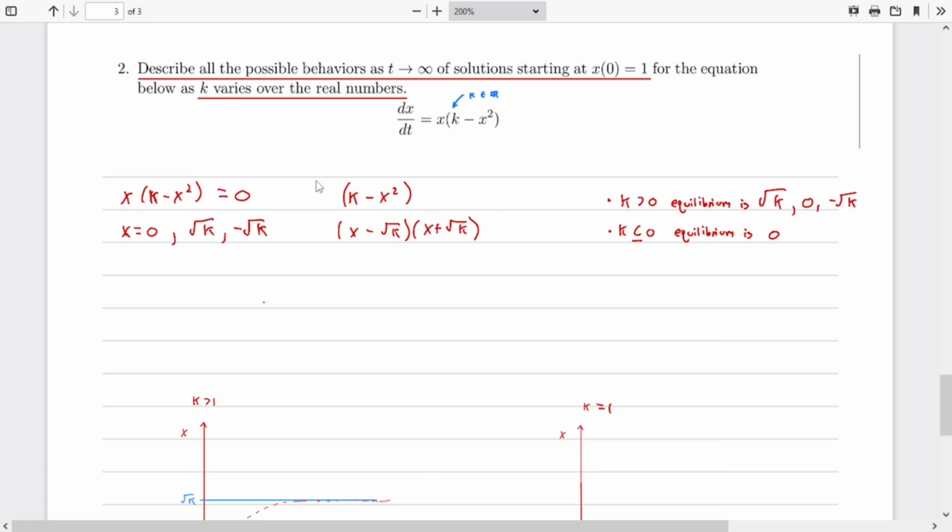And so, after we figure out all the x's that make the function equal to 0 for our equilibrium points, we see that if we plug in k greater than 0, the equilibrium points should be square root of k, 0, and negative square root of k. But if k is less than or equal to 0, the equilibrium point should be 0. But because the question asks about t going to positive infinity, and time can be negative, we don't have to worry about the negative square root of k.